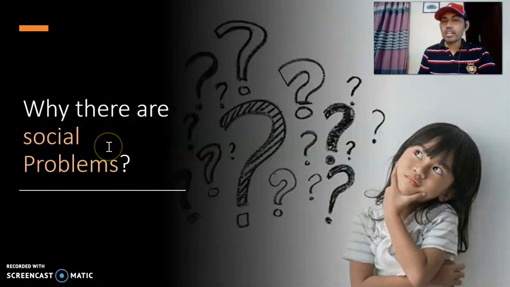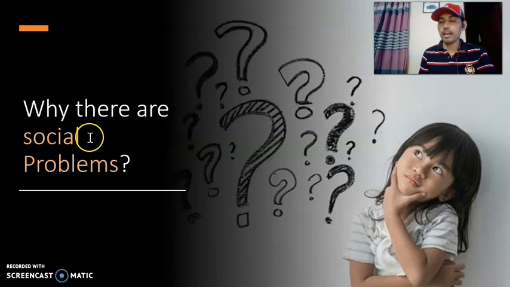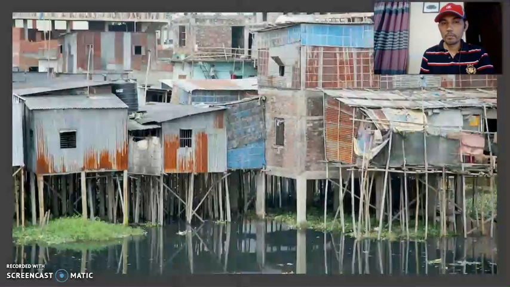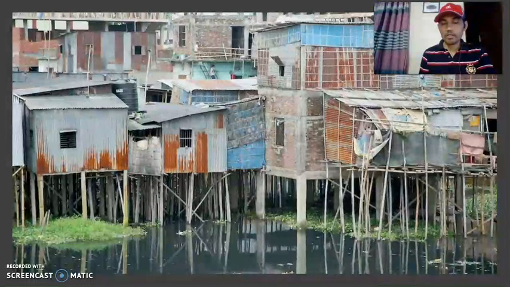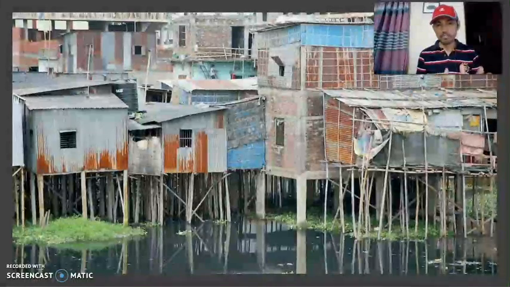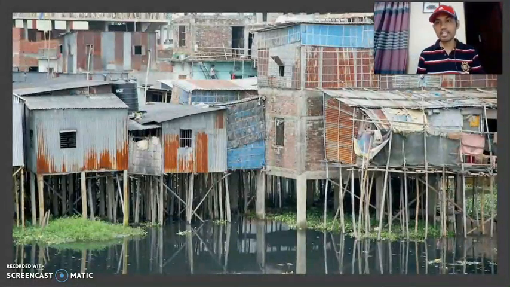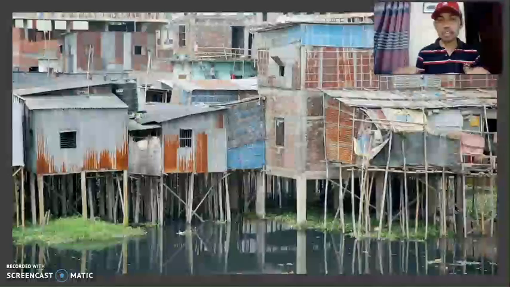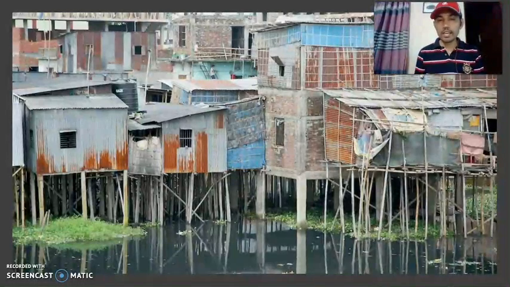So what are the causes? Why is there social problem? This is the main investigation of this study. Before going to the main part, where I will show the causes, let's think about some photos.